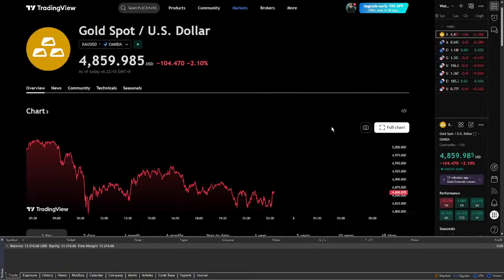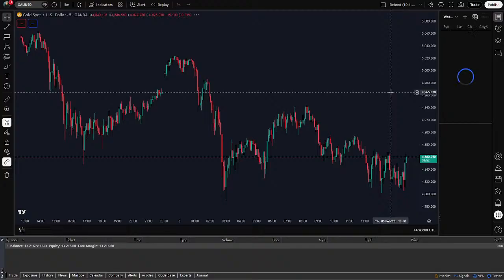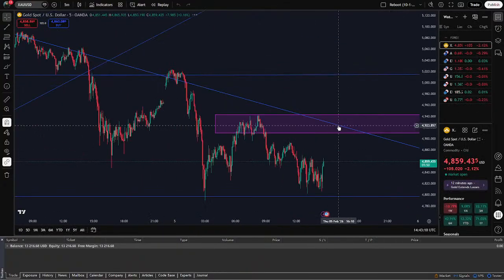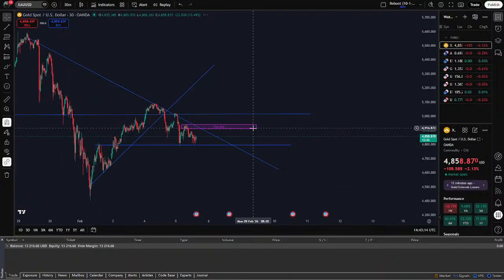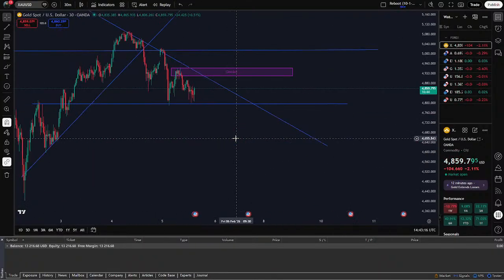Okay. So we're back at it. Oh no, okay. Luckily. So we're back at it. So we go back to M30. The reason why we put M30 here is our order block.